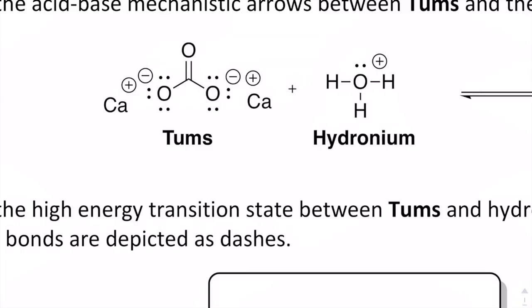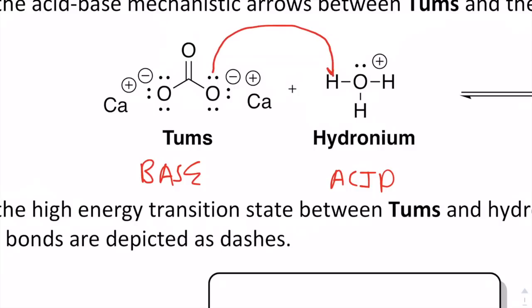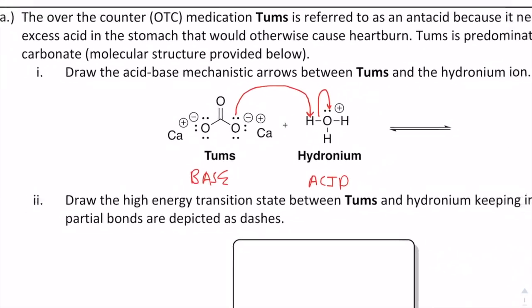So which one is our acid and which one is our base? We said that the more positive thing is going to be the acid, and the more negative thing is going to be the base. So clearly Tums is going to be the base, and hydronium is going to be the acid. So it's always the arrow from the lone pair of the base to the proton, and that oxygen is going to hold on to the electrons from the hydrogen-to-oxygen bond. Okay, so that is going to be the mechanistic arrows for that, and now we are done with part A.